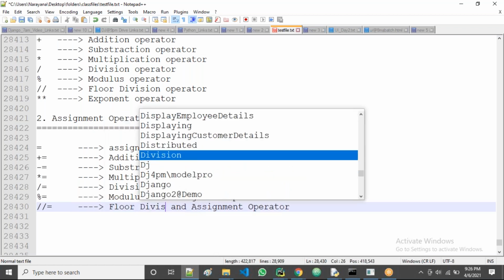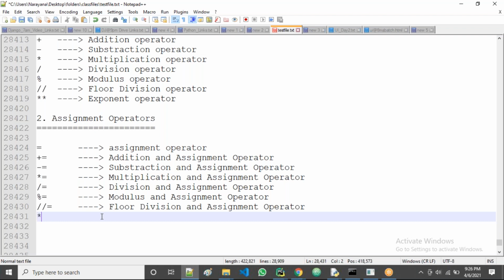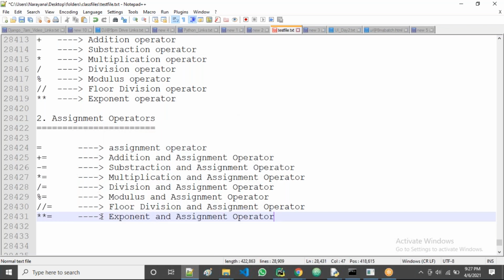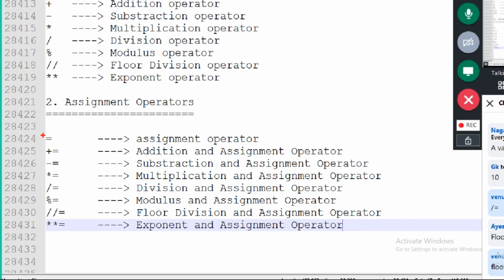It's floor division, right, guys? Floor division and assignment. Correct. Then the last one is exponent and assignment operator, guys. The first one, if you take only equal, that is the assignment operator. Next, I'm taking the combinations, guys: plus equal, minus equal, into equal, division equal, modulus equal, floor division equal, and exponent equal, right?